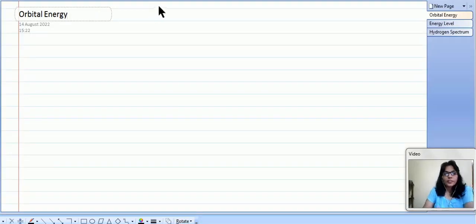In the last lecture, we discussed various atomic models, and now it is time to go beyond the atomic models. Today we will calculate the orbital energy. So let us make a list of what we are going to do today.